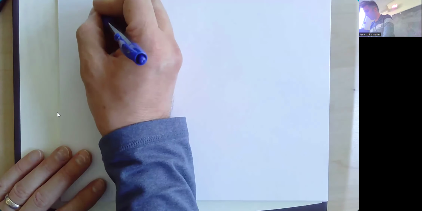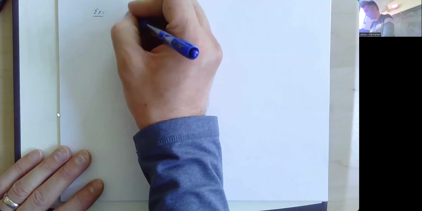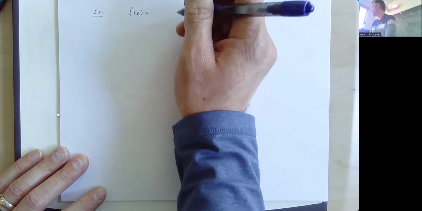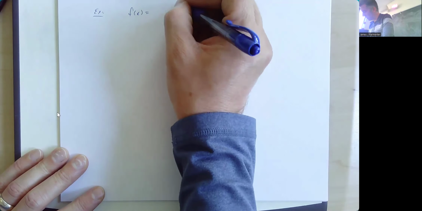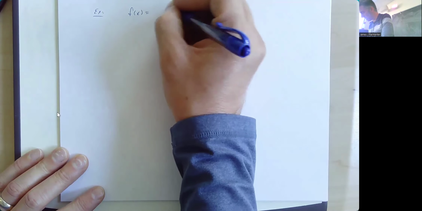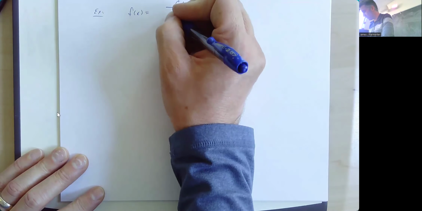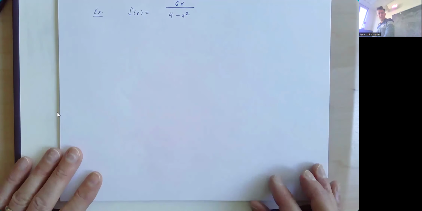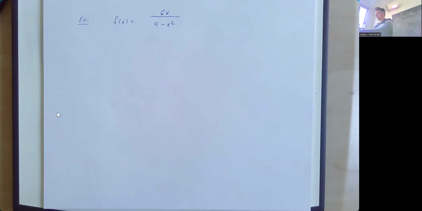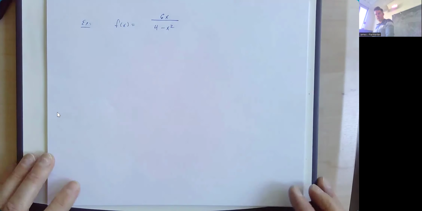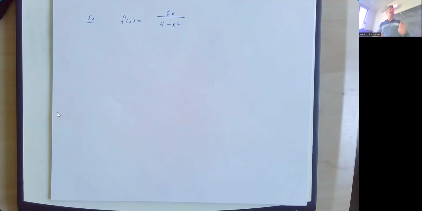But for example, if I said my function f of x was equal to, let's make it fun, let's say 6x over 4 minus x squared. Sorry, not quite zoomed all the way up there. You might ask, where does this function have a vertical asymptote?